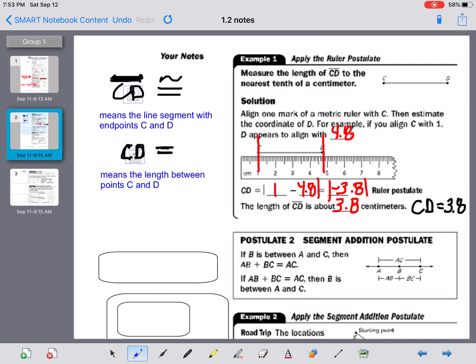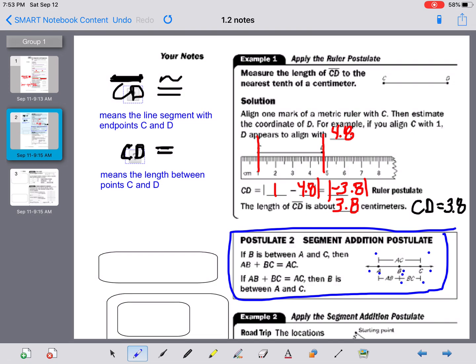So if we're reading through this box right here, it says if B, which you see right here, is between A and C, then AB plus BC equals AC. And if AB plus BC equals AC, then B is between A and C. Seems pretty simple, right? You can follow that and figure it out here in geometry.